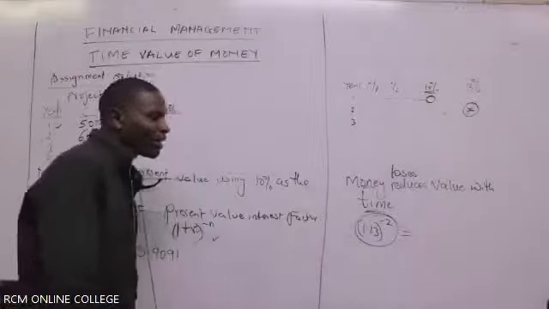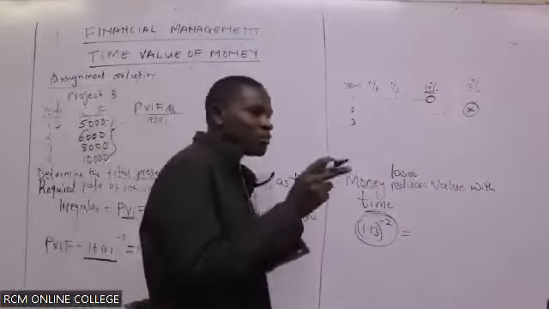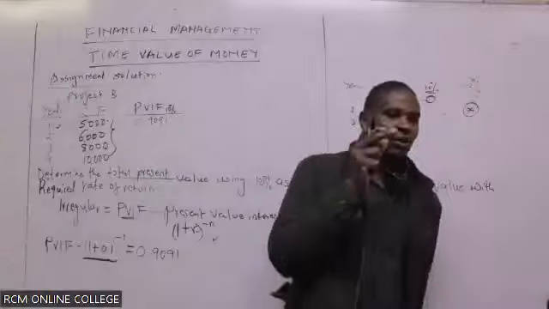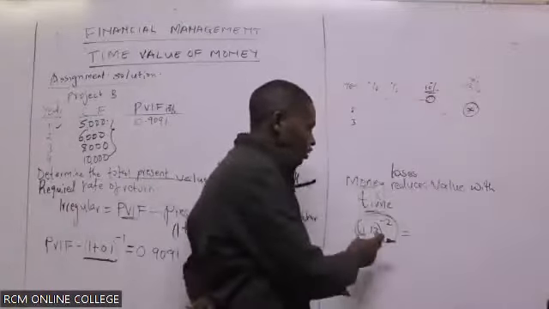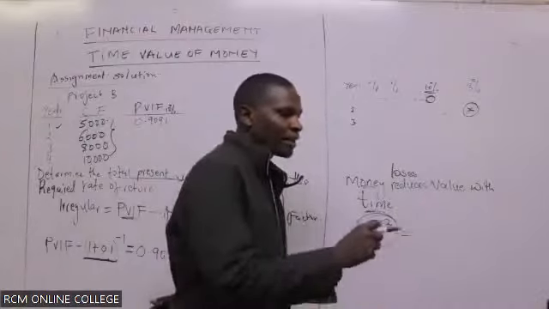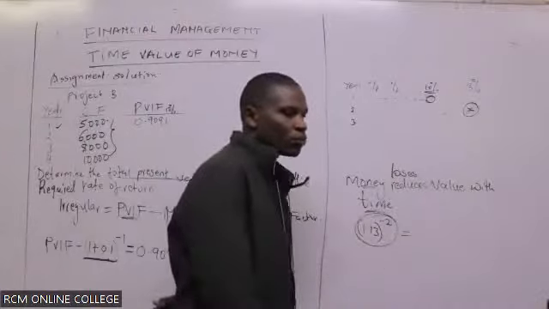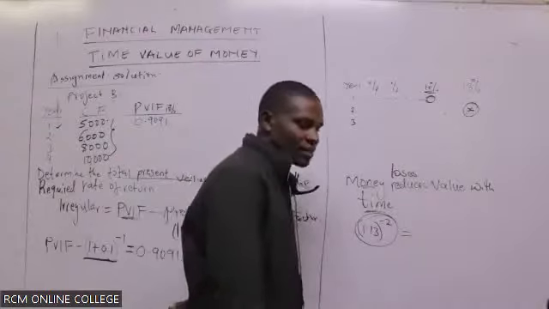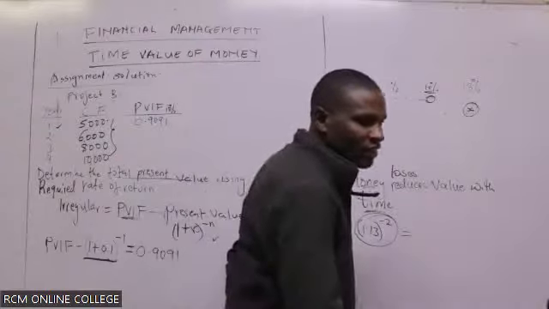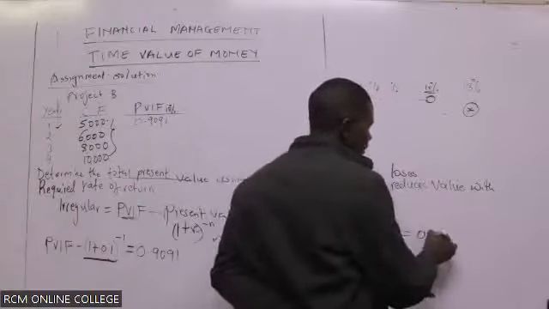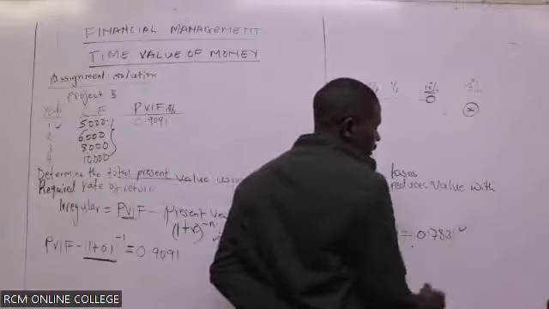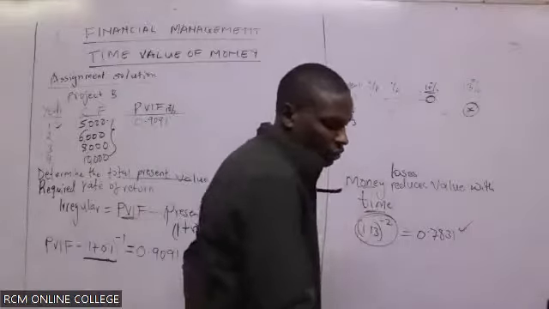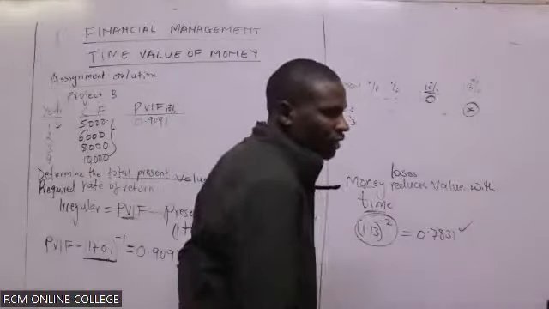Haya, ndio maana nawaambia ni vizuri kujua kutumia zote. Wakati mwingine values zingine hazipatikani. So how much is 1.13 raised to power negative 2? She was correct. So it is 0.7831. So if you ask Jane, she was able to use a calculator.